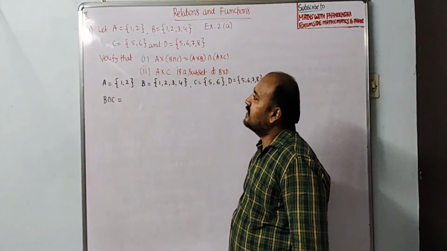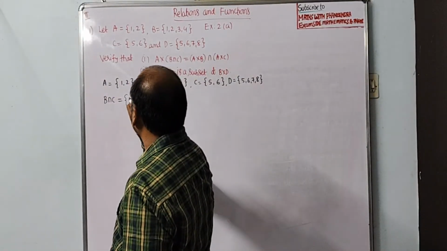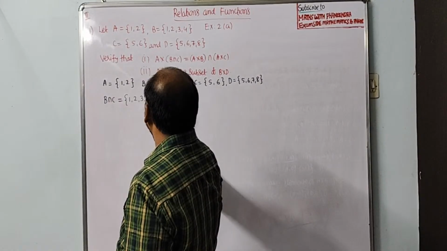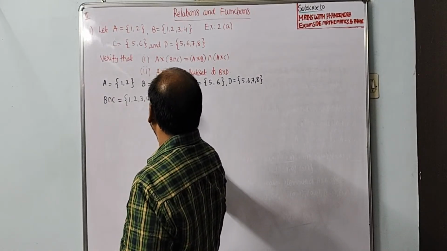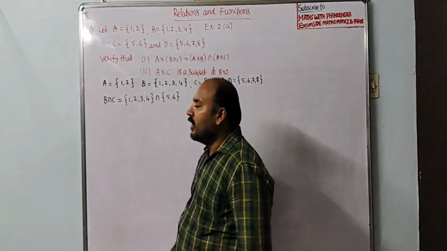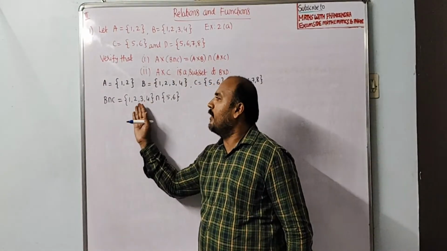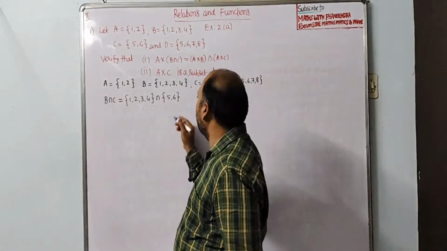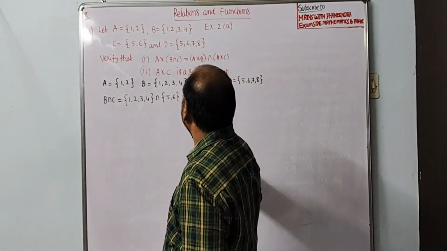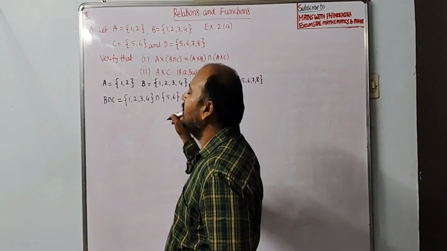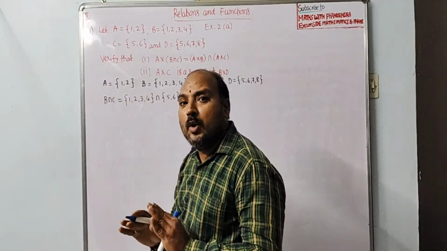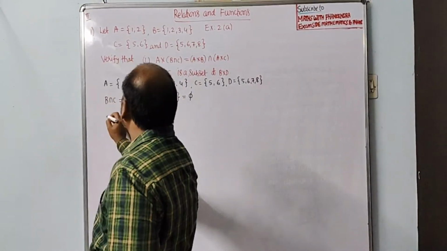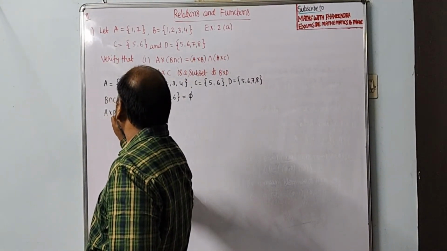B intersection C means first the B set we have to write: {1, 2, 3, 4} intersection the C set {5, 6}. Is there any common element in this B set and C set? No, there are no common elements. So B intersection C is the null set.